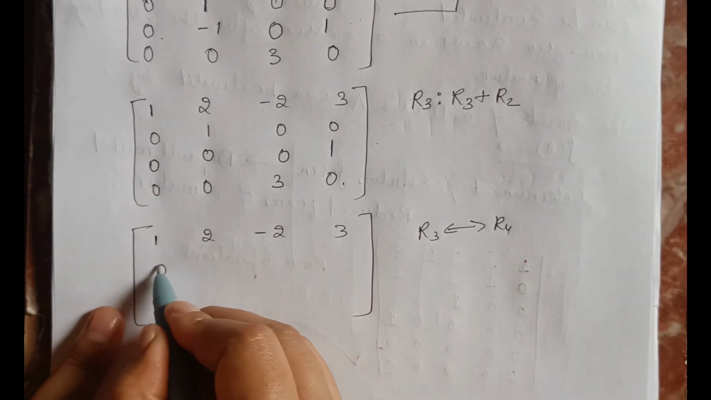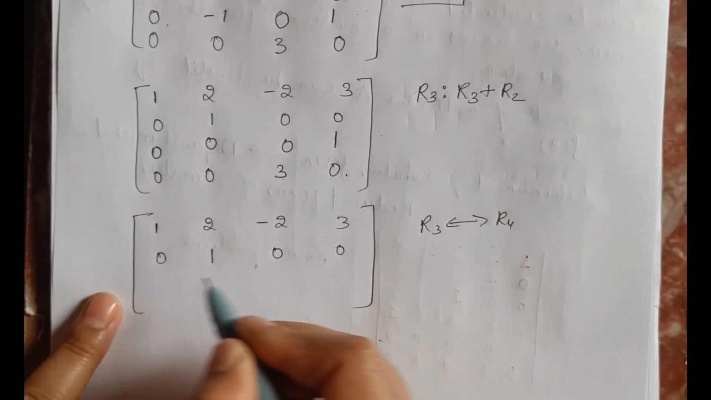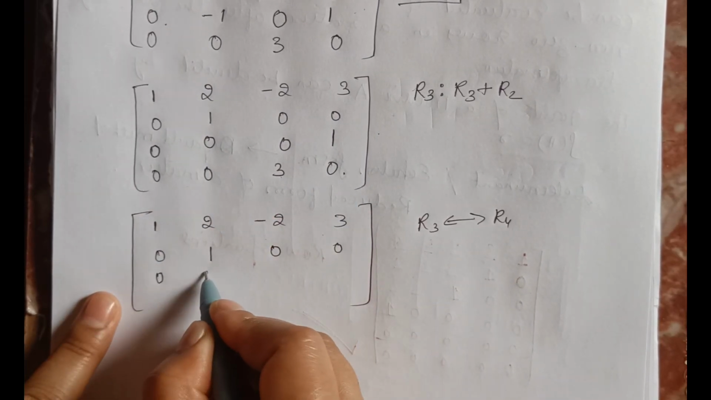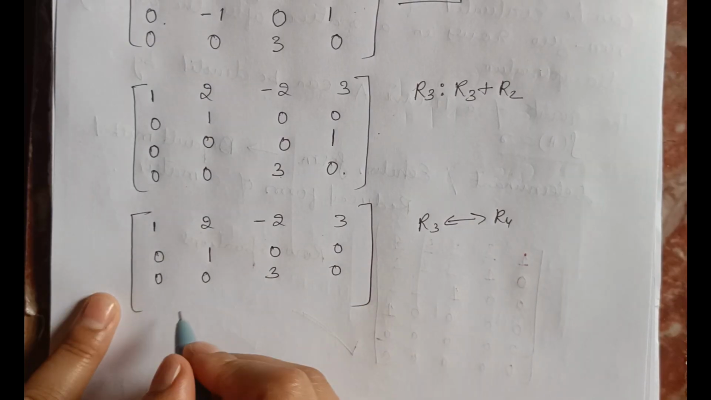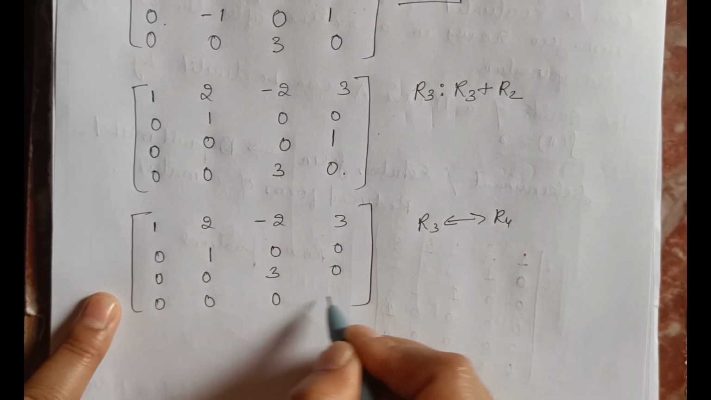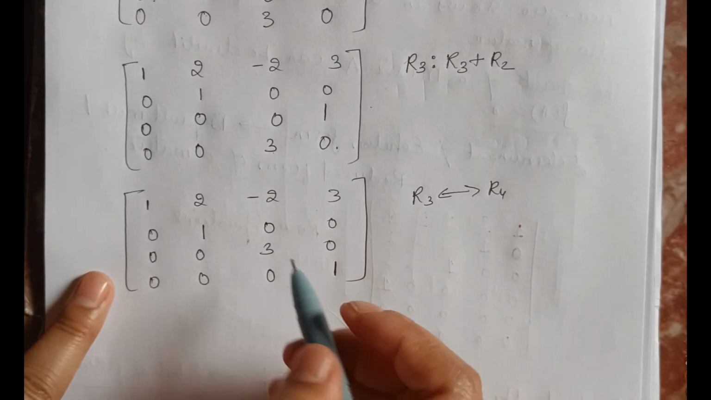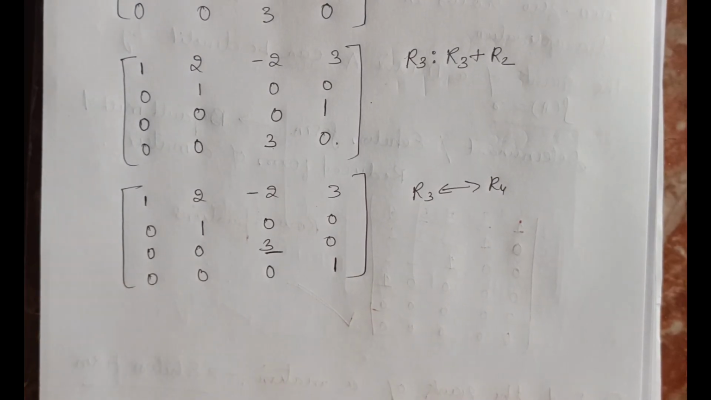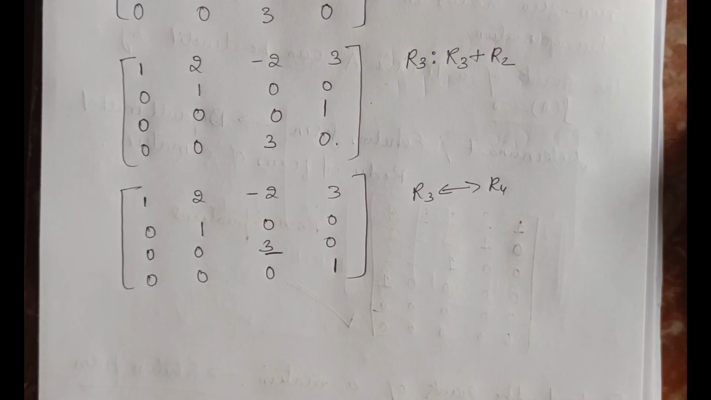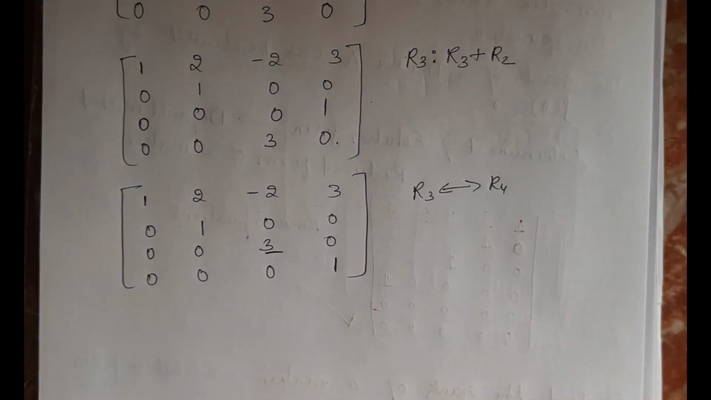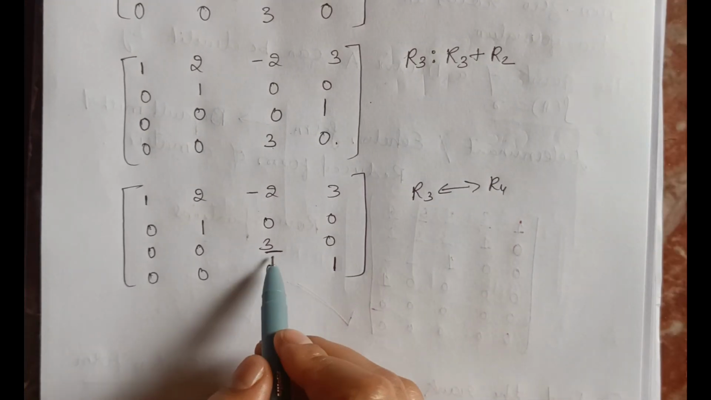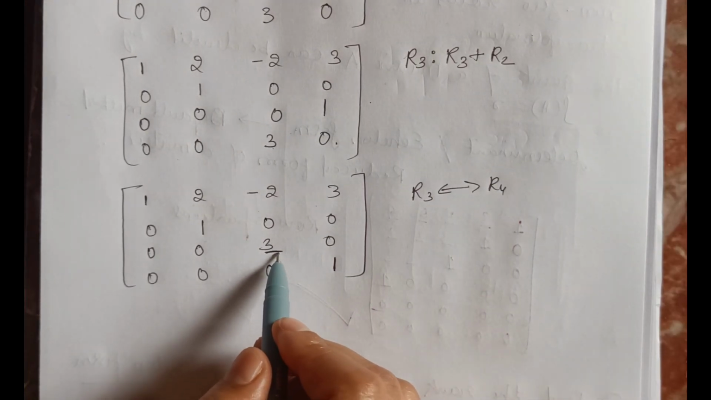So what I'll have is, this will be as it is. Row 4 I'm writing in the place of row 3, and row 3 in place of row 4. Now what am I supposed to do? What do I need to do? I have to make that 1. To make that 1, again I have to make some row transformations. I just have to make this 1, right?